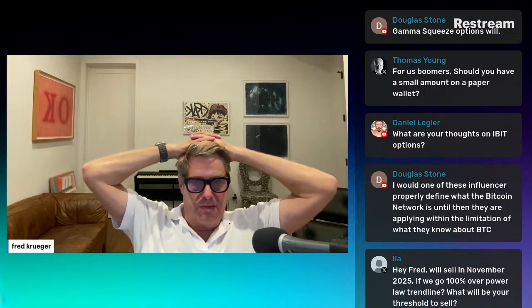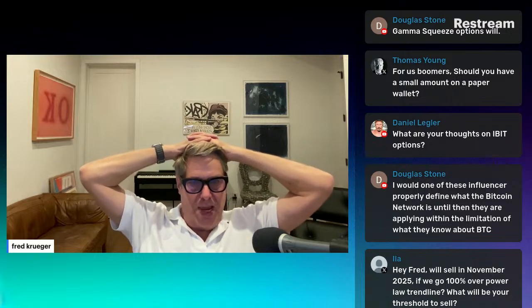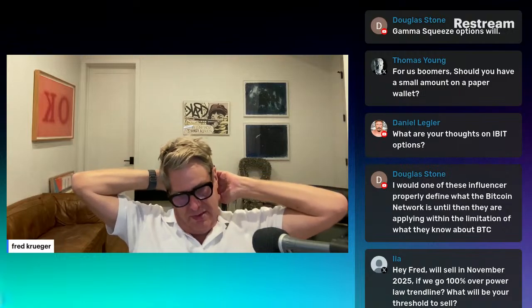For us boomers, you have a small amount of paper wallet. Are you kidding me, Thomas? A paper wallet? No, don't. You don't need a paper wallet. I would definitely go with something like, at the minimum, Ledger with passphrase, right? That's the minimum I would say.